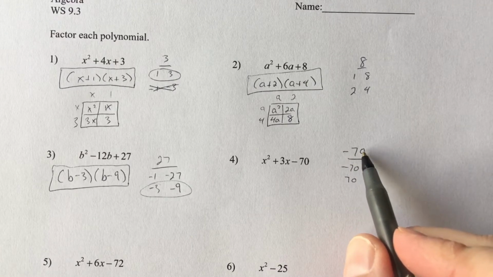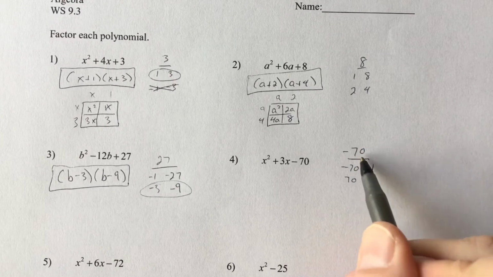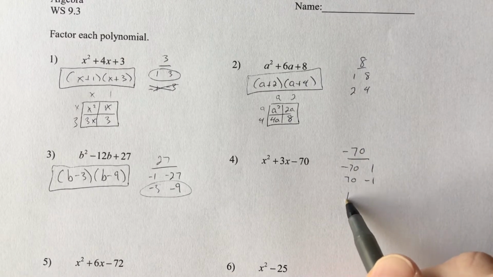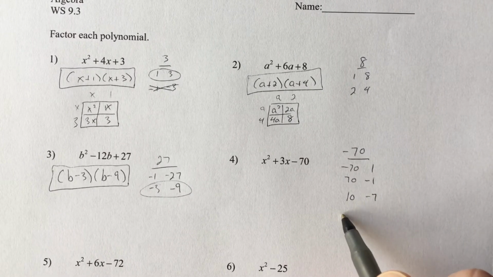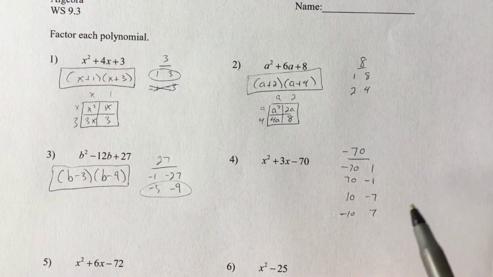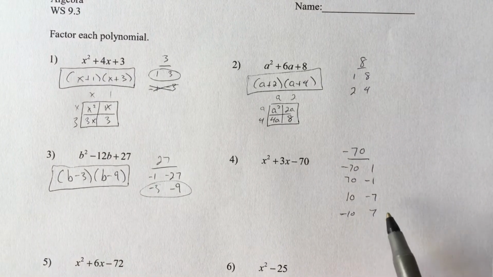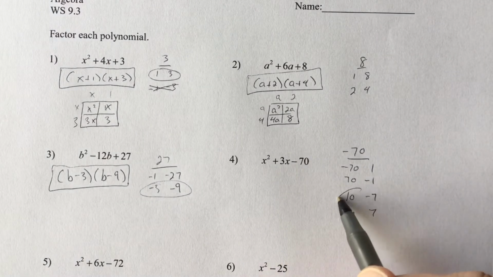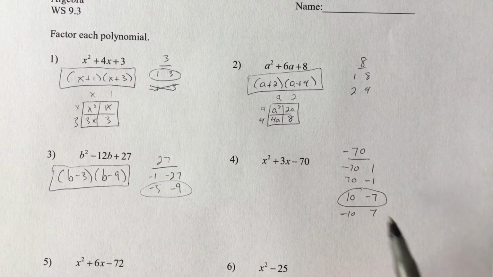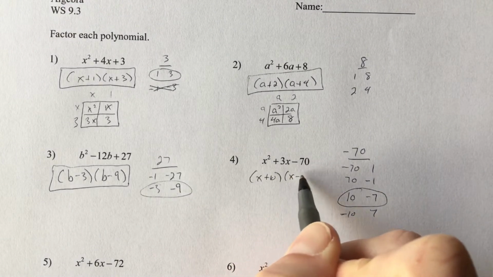And then you could try 5 and I think 14, but that's a gap of 9. I think the one that's obvious to us is 10 and 7. They're 3 away from each other. The question is, which one is it? Is it +10 and -7 or -10 and +7? So again, they've got to add to equal +3. So I want the 10 and -7 option. X plus 10 and x minus 7.